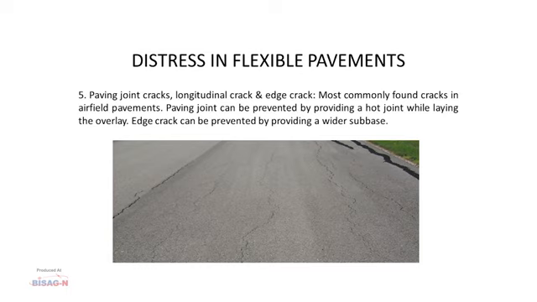The edge cracks are formed because of the poor subgrade, and in fact these can be avoided if a proper wider subbase is provided on the airfield. The longitudinal paving joints can also be avoided by providing a hot joint during the execution of runway resurfacing work. Again, for the repair method, a small bitumen patch has to be done in these affected areas.